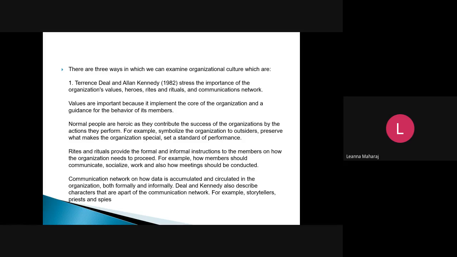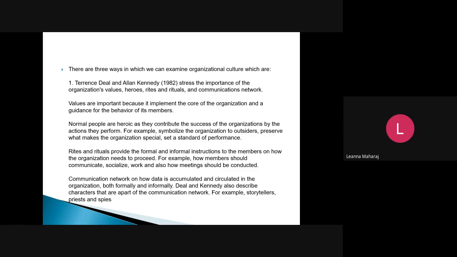Rites and rituals provide the formal and informal instructions to the members on how the organization needs to proceed. For example, how the members communicate and work together, as well as how meetings are conducted.